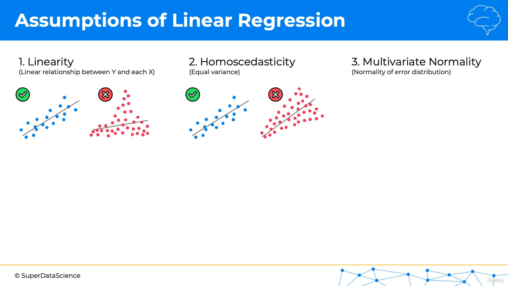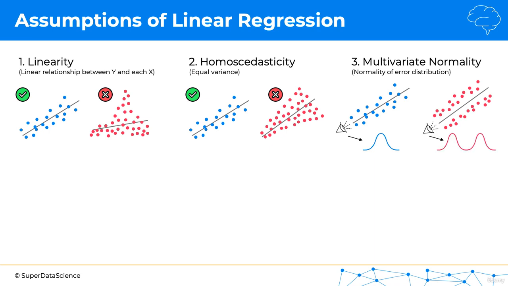The third assumption is multivariate normality, or normality of error distribution. If you look at the chart here on the right, you can feel that something is off. The best way to intuitively think about it is if you look along the line of the linear regression, you want to see a normal distribution of your data points. In the case on the right here, we can see something different. And so again, we wouldn't apply a linear regression there.